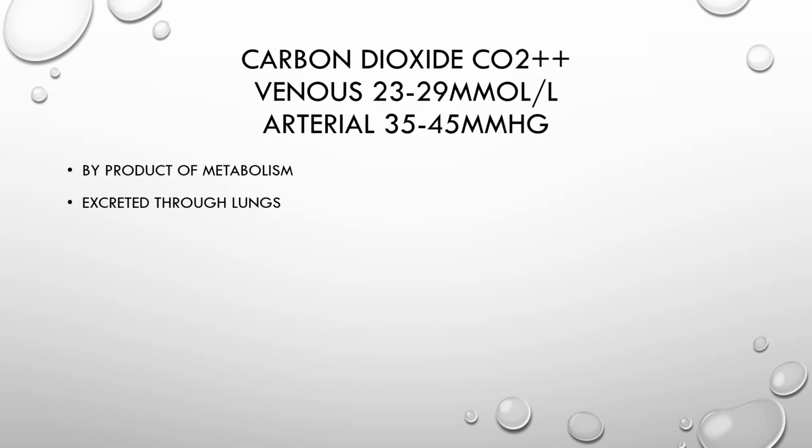Okay, so last is carbon dioxide. It's a little confusing with how this is measured because the top one is in millimoles per liter and then arterial is in millimeters of mercury. For CO2 on the venous side, it's normally 41 to 51 millimeters of mercury because we're going to have more CO2 in our venous blood because again it's a byproduct of metabolism. We're measuring it on its way to the lungs. It hasn't been expired yet.